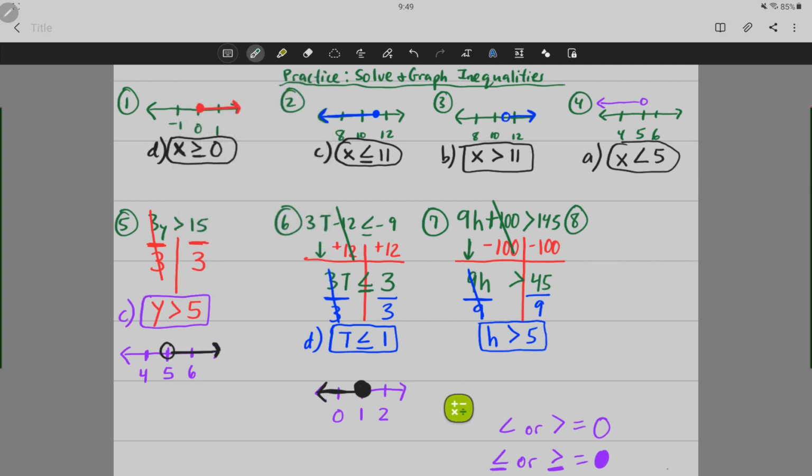And number 8 is another word problem. This one says Tia earns $30 per day and $5 for every sale that she makes at her job. Due to the snowstorm on Thursday, she earned less than $80. How many sales could she have made?